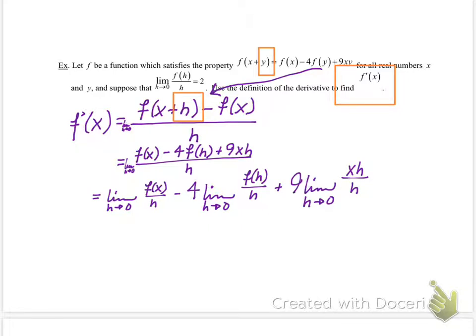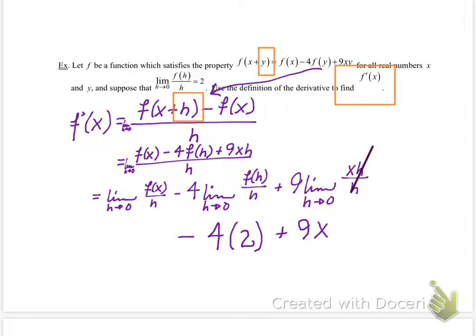So now we can use this information that the limit as h approaches 0 of f of h over h equals 2. So we can actually make this bit negative 4 times 2. And on the next bit, our h's cancel. So we're left with plus 9x.